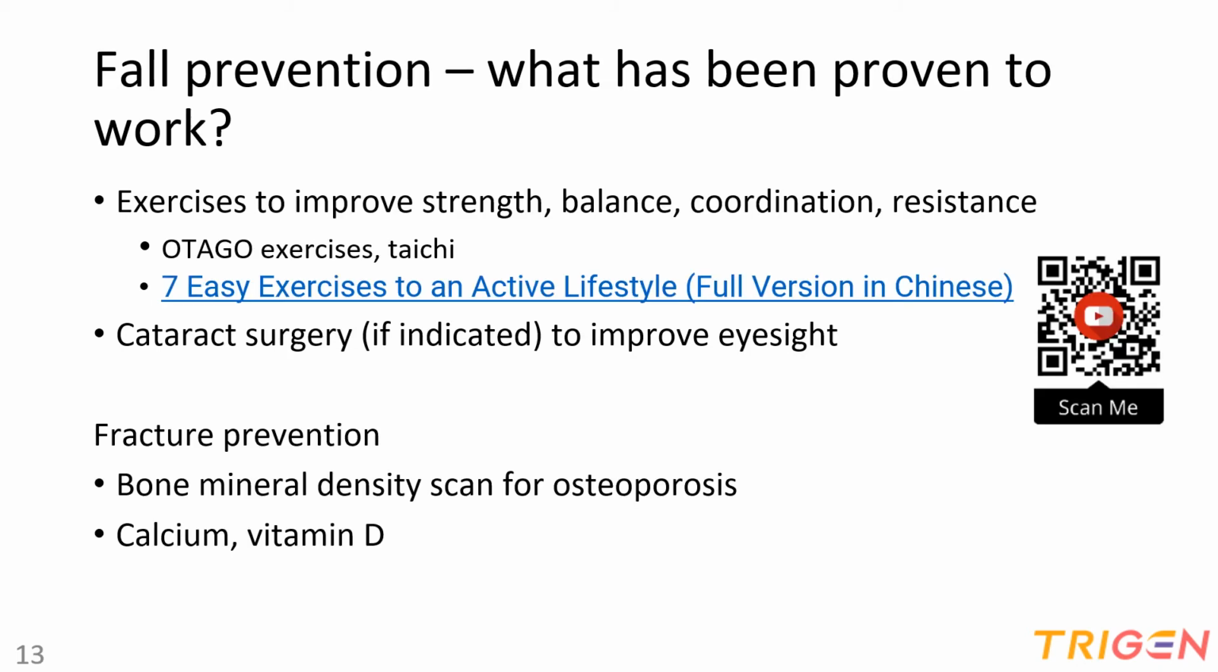There are several interventions that have been proven to reduce the risk of falls. For example, exercises such as Otago as well as Tai Chi have been proven to improve strength, balance, coordination, and resistance, and thus reduce the risk of falls. If indicated, cataract surgery can also improve eyesight and also reduce the risk of falls. We also need to look into fracture prevention by doing a bone mineral density scan for osteoporosis, as well as supplement the diet with calcium and vitamin D.